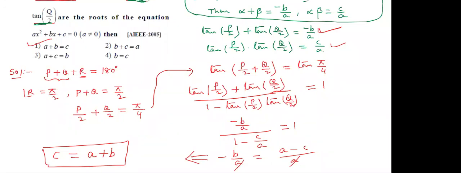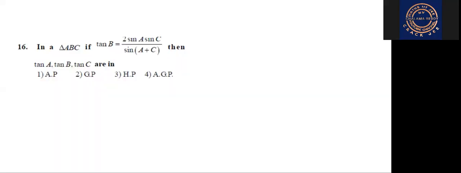This is a very, very important question. In a triangle ABC, if tan B is equal to 2 sin A sin C divided by sin A plus C, then tan A, tan B, tan C are in AP series, GP, HP, AGP series. They are asking. See here, this is an important question.